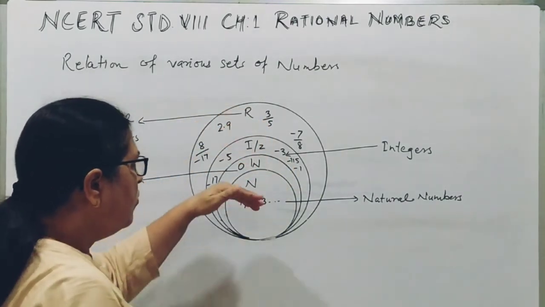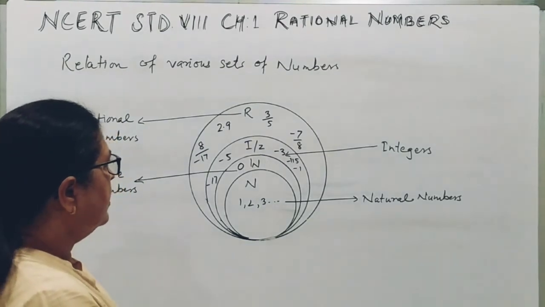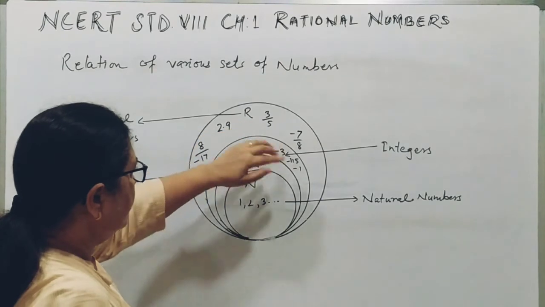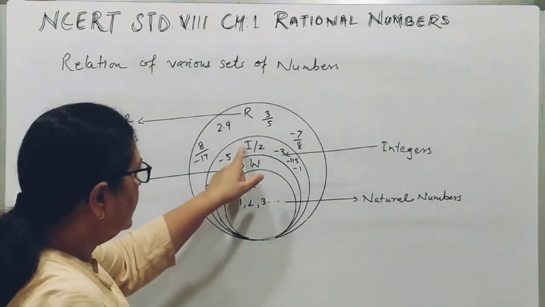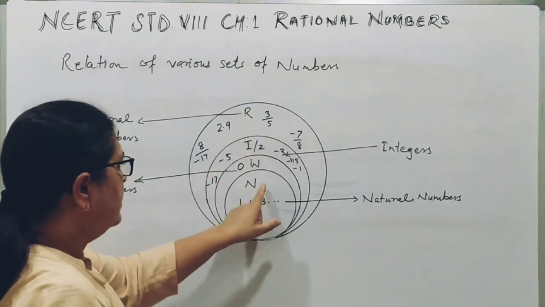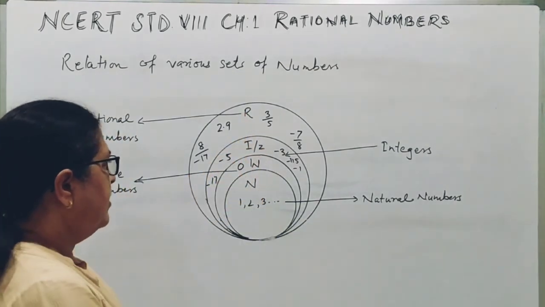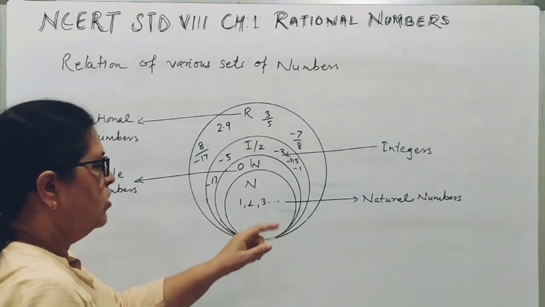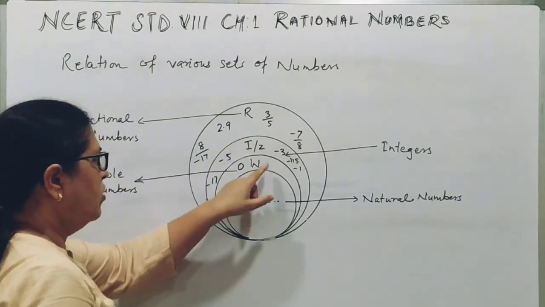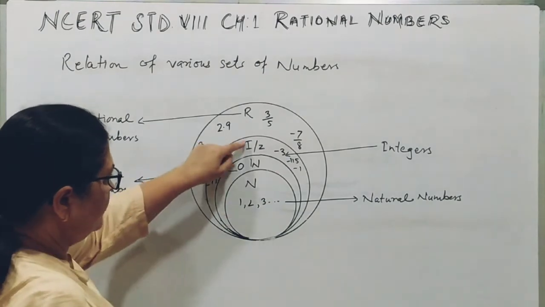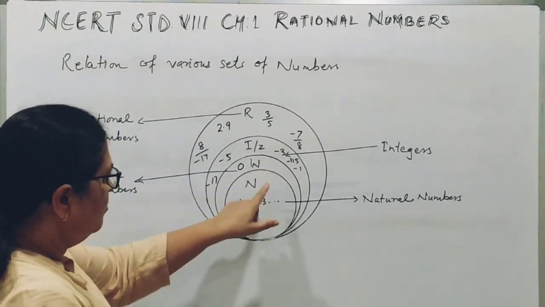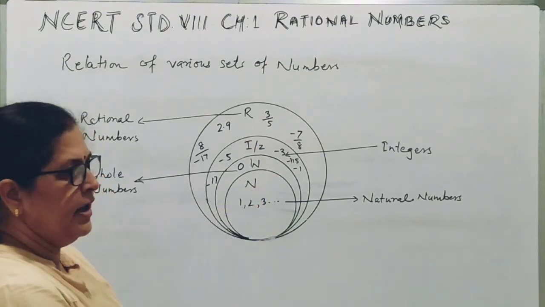But if we move in reverse order, then we see all the rational numbers are not integers, all the rational numbers are not whole numbers, all the rational numbers are not natural numbers. Similarly, all the integers are not whole numbers, all the integers are not natural numbers. Next, all the whole numbers are not natural numbers.